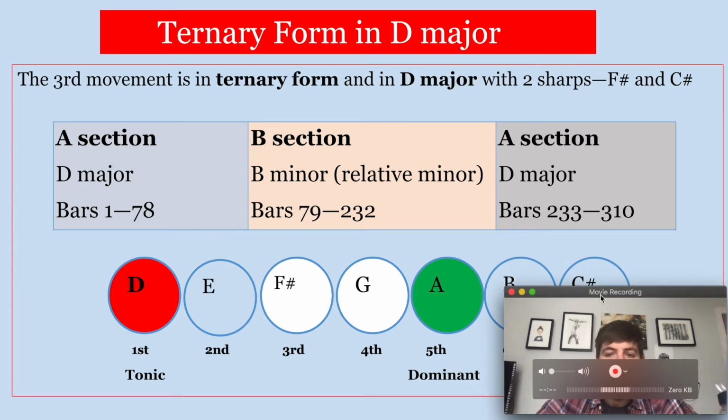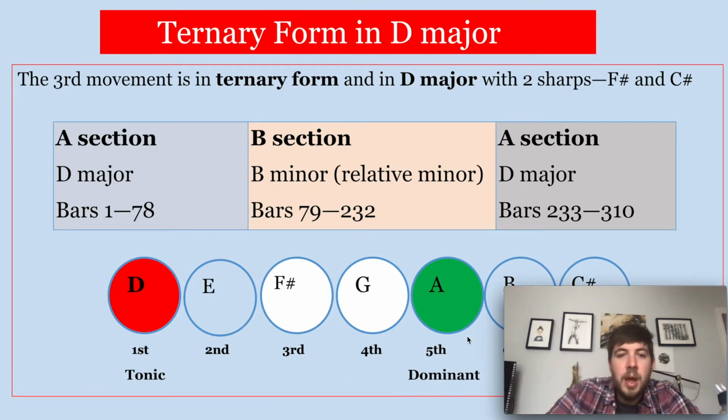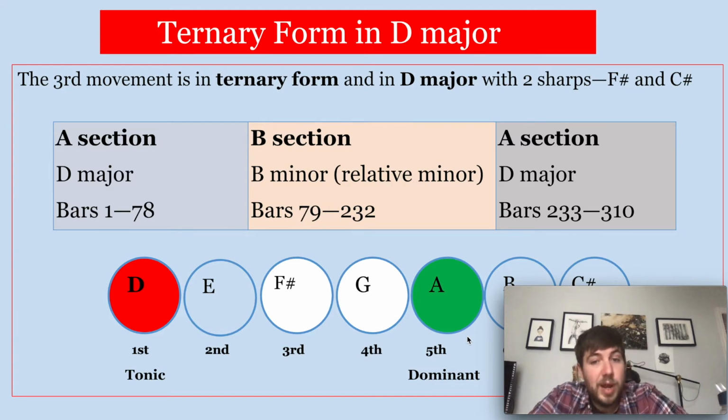Our B section is our relative minor. It's in B minor, which is, if you look at your circle of fifths, you'll see that B minor is on the inside of D major, so it's the relative minor. So the key signature is the same, F sharp and C sharp. And that's at bar 79 to 232, so a big chunk being in that B section. And then we move to bar 233, where we return back to the A section, and we are back to D major, the original key of that piece.